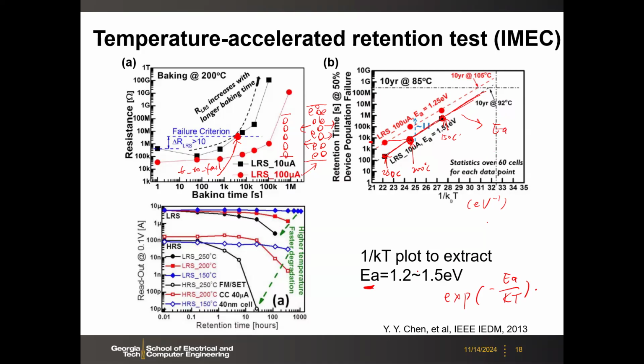So from this measurement, extrapolate the hafnium oxide-based system. Typically, it's like 1.2 to 1.5 electron volts in terms of the slope. And then you do the extrapolation, right? Here you have to look at 10 year. 10 year, you remember this number?